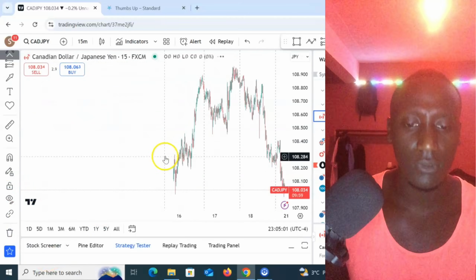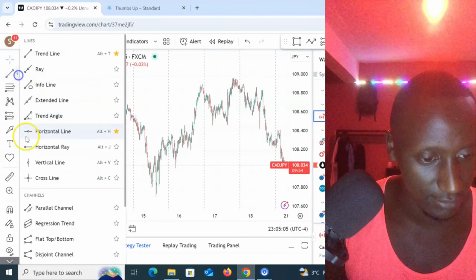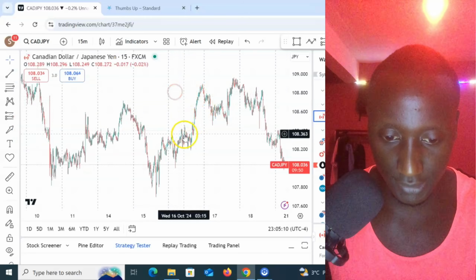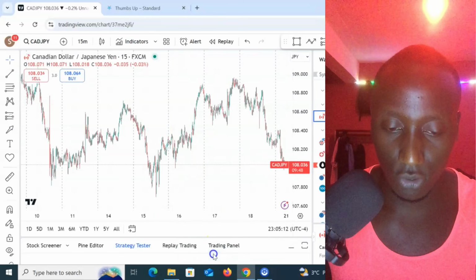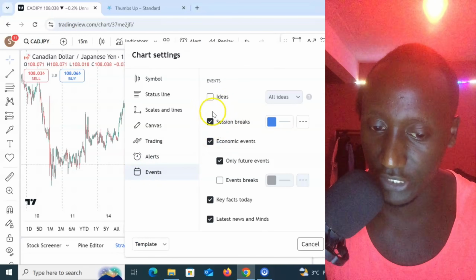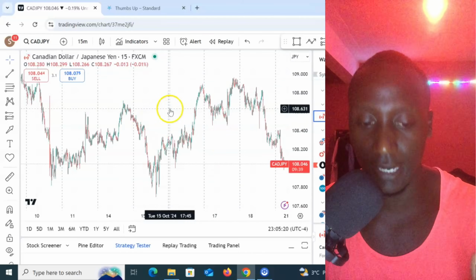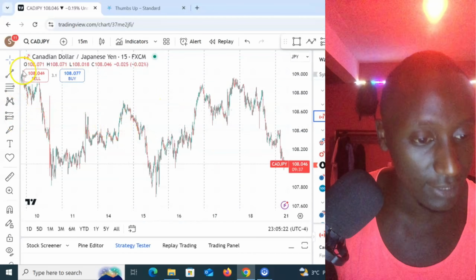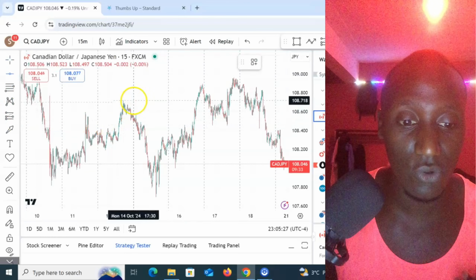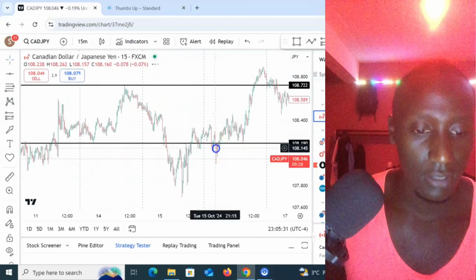Now, if we start on Monday, now, before you continue, if you're using TradingView, go to settings and then go to events, then go to session breaks and check that box. That way, you can see where the days are starting and ending. So we know where Monday starts and where Monday ends. This is very important because you need an accurate high and an accurate low. Now, this is Monday.